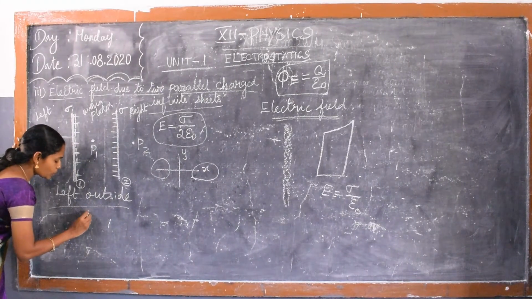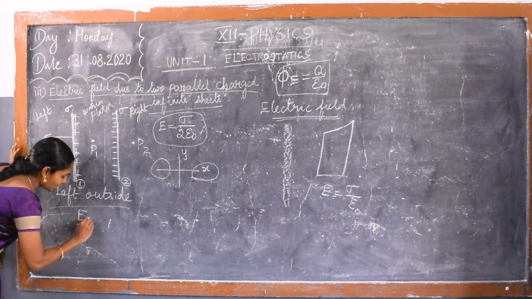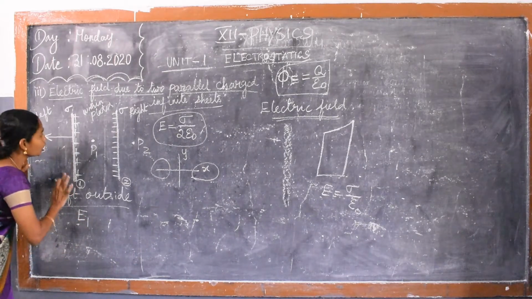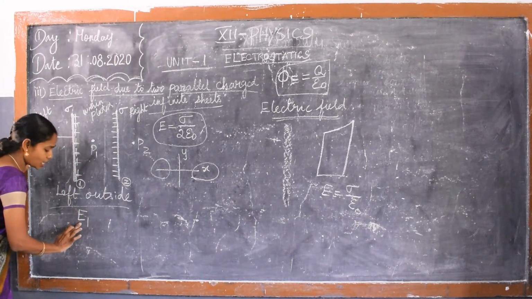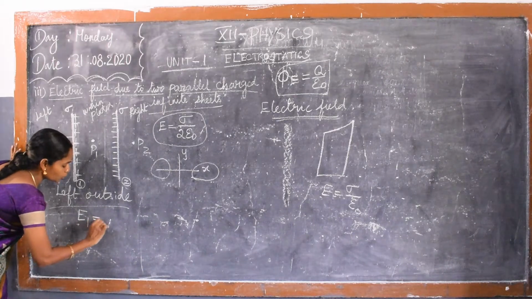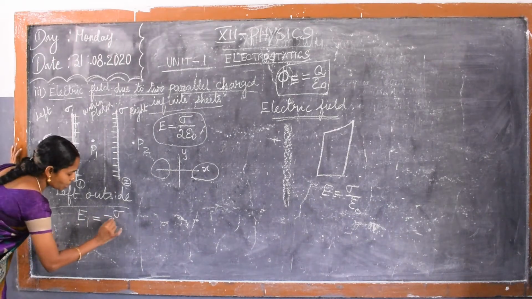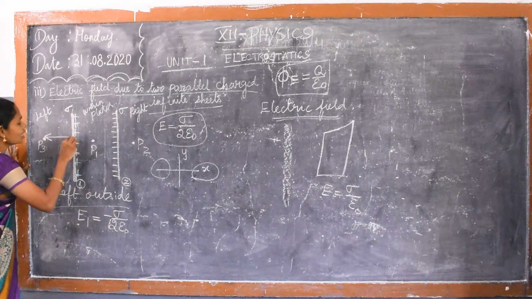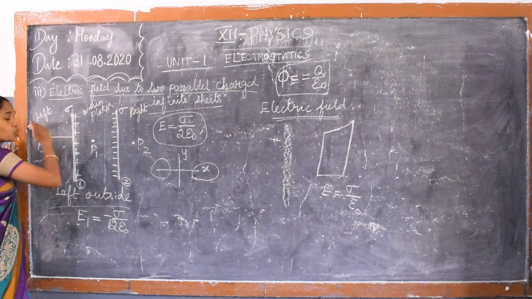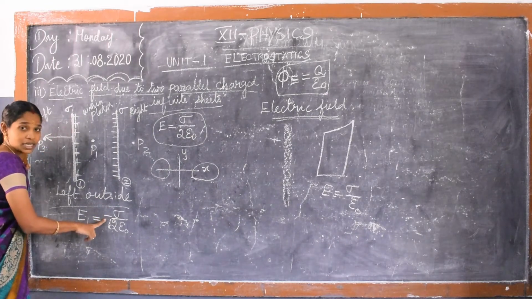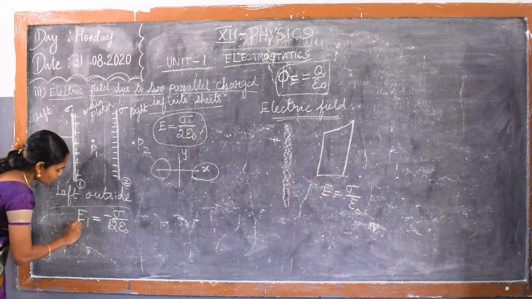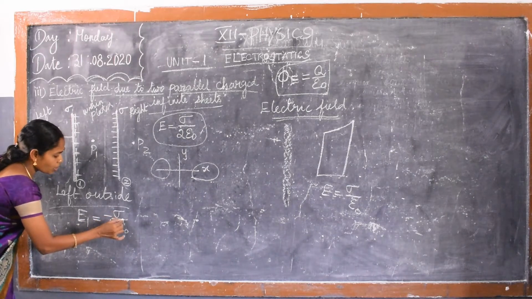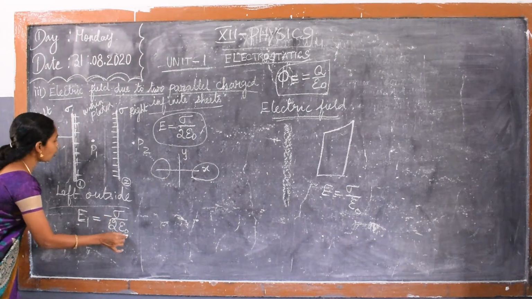So how much will be the electric field? E1. Why? Because it's the electric field due to the first plane sheet. So I write E1 is equal to minus sigma divided by 2 epsilon naught. Here the direction of the electric field is towards left, so I put a minus sign here.